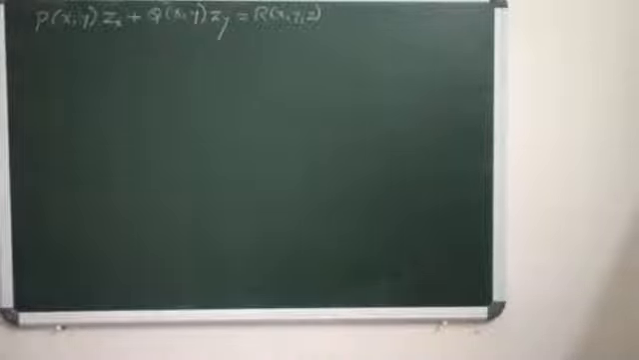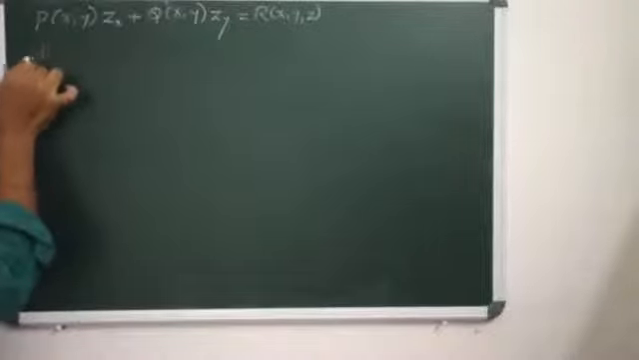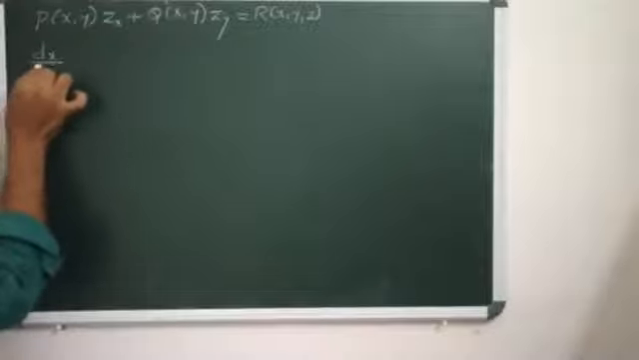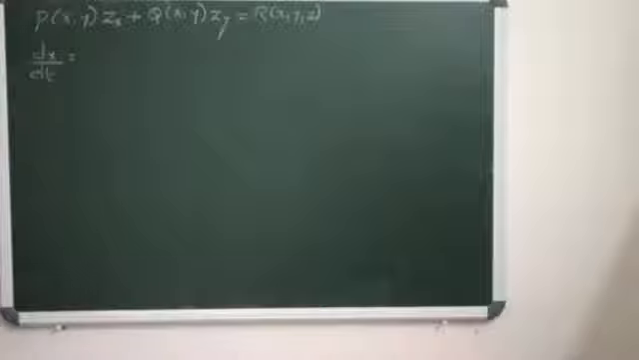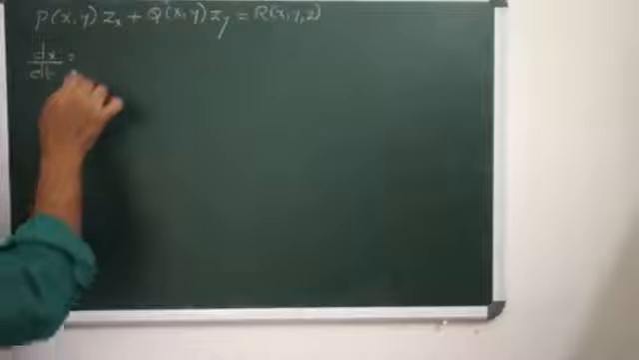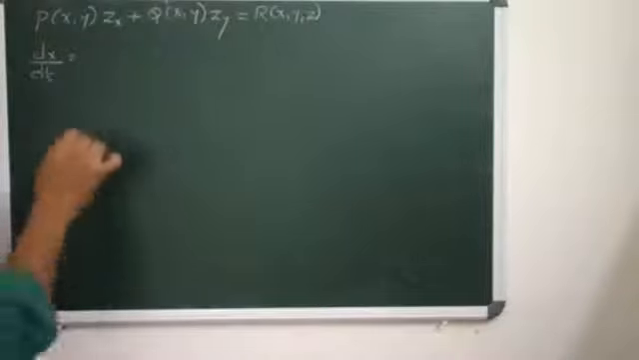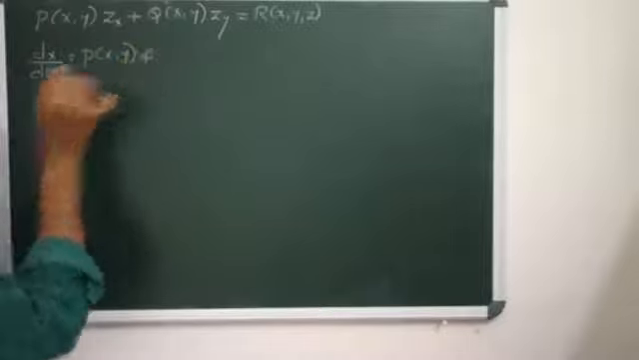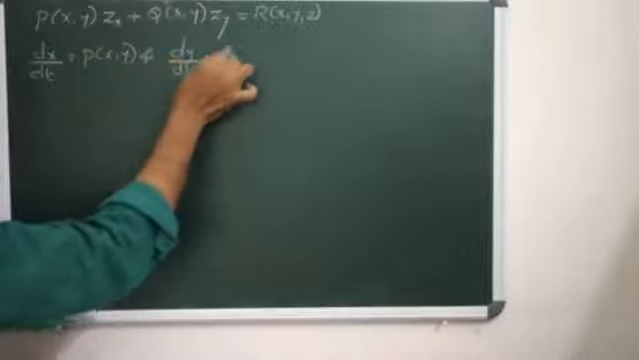p(x,y) z_x + q(x,y) z_y = r(x,y,z). Now let us consider the one parameter family of curves in the xy plane, defined by the ordinary differential equations dx/dt = p(x,y) and dy/dt = q(x,y).